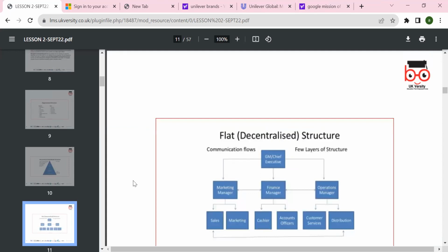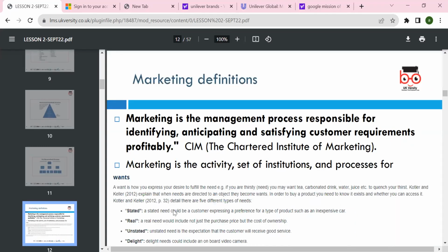Okay, so flat structures can look like this type of, yes, the communication can flow centralized, and we can do further decentralized as well. That is very important, and we need to look around the organization. So let's discuss a bit about the business environment.